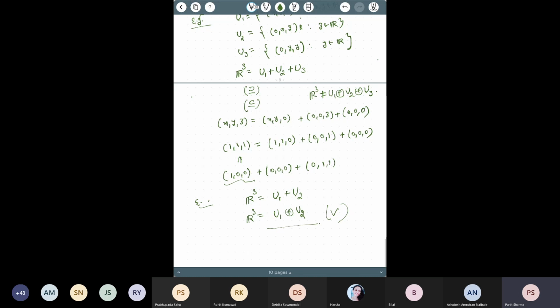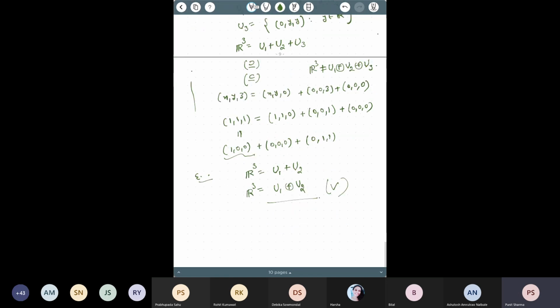But in the other case, if you want to prove that this is a direct sum, then using this definition would be difficult, because this definition says that every vector should be uniquely written as a sum of vectors from the subspaces. So you have to check for every vector. How many vectors are there? There are infinitely many. You cannot check for every vector. So you need a way to check whether a given vector space is a direct sum of its subspaces or not.